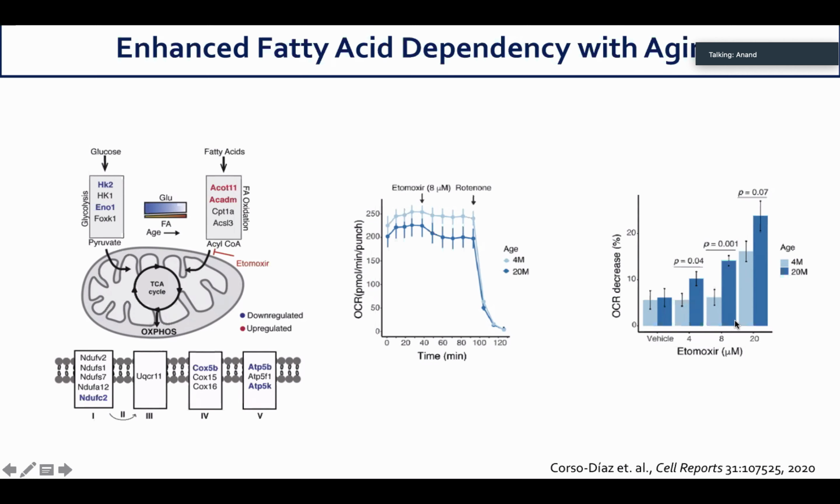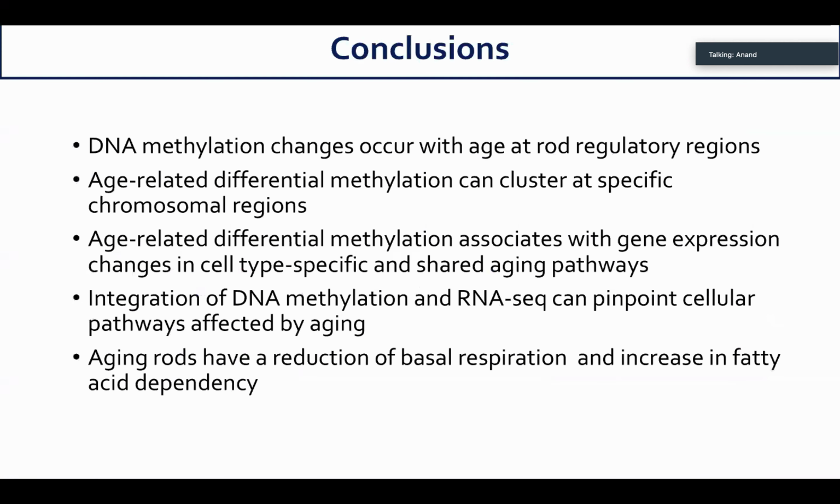If you quantify that, you can see that in young, there is much less, but with age, and this is the amount of etomoxir, by the way. With age, a 20-month-old retina shows a much more significant consumption of fatty acids than it did earlier. So what that suggests to us is that there are definite changes happening in energy homeostasis.